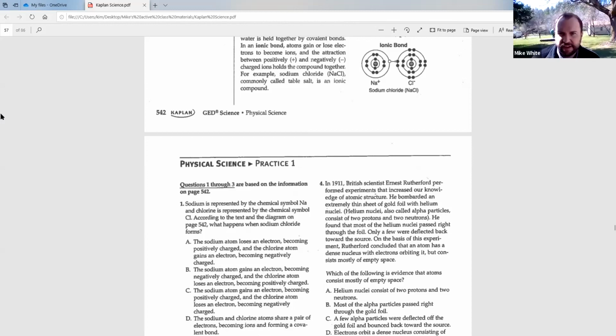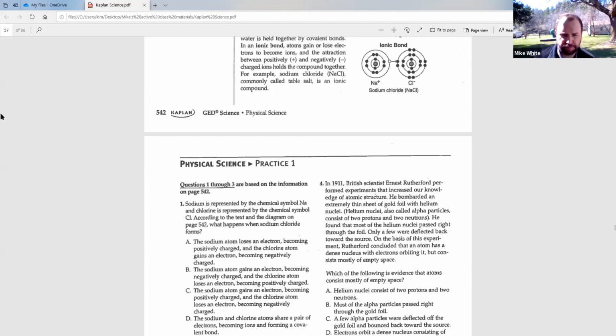So number one has to do with sodium chloride, right, or the ionic bond we just talked about. It says sodium is represented by the chemical symbol Na, and chlorine is represented by the chemical symbol Cl. According to the text and the diagram on page 542, the page we were just on, what happens when sodium chloride forms?